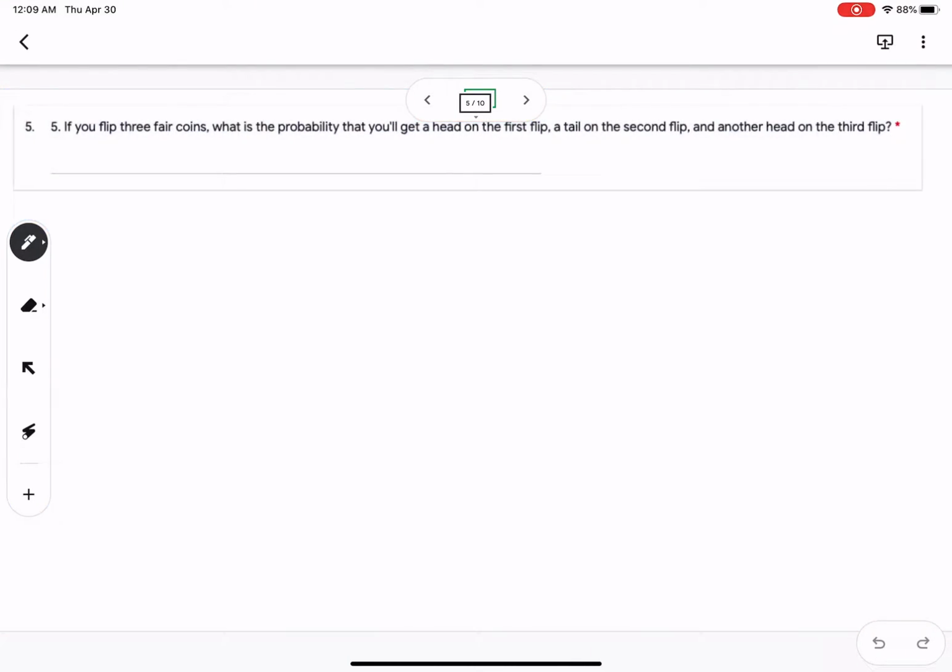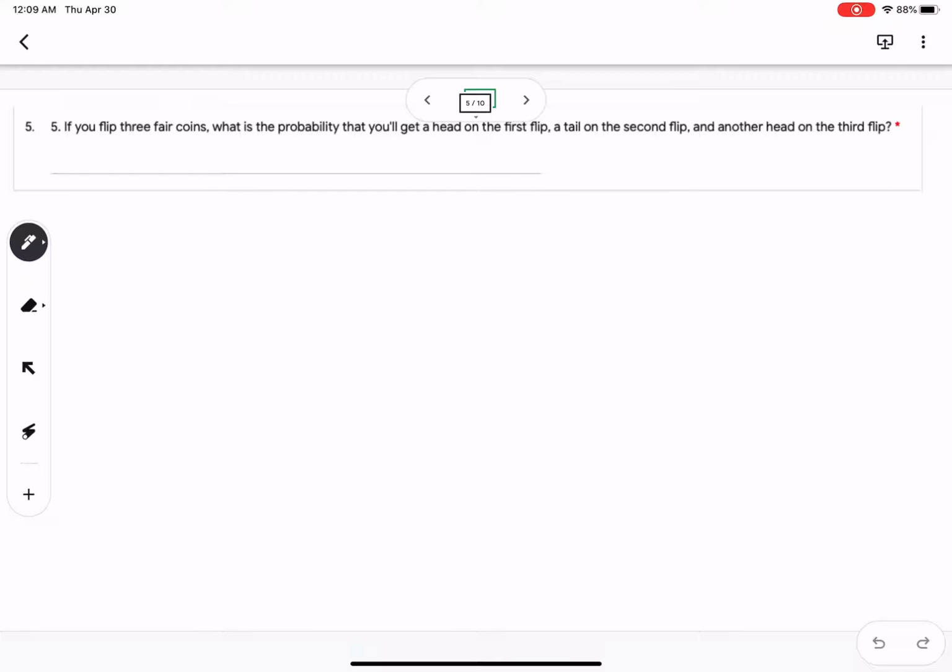Number 5. If you flip 3 fair coins, what's the probability that you'll get a head on the first flip, a tail on the second flip, and another head on the third flip? All right, so in order to look at this, we're looking at specifics, like when they flip heads and tails. We're not saying just 2 heads and a tail. We're saying a head, a tail, and then a head. So let's look at all of our options on those flips.